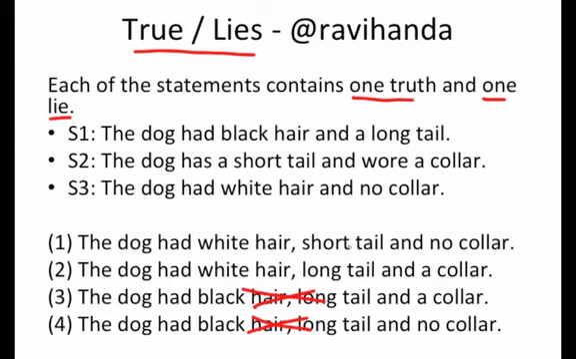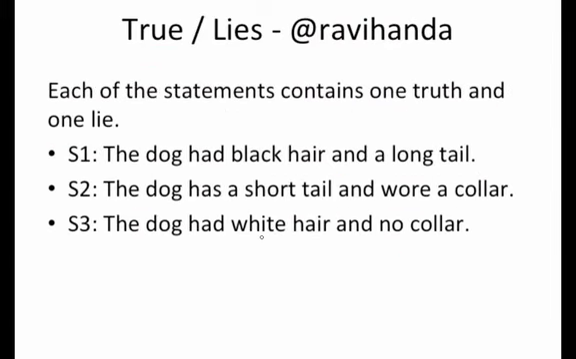Short tail and a collar is not there in option 1. Short tail and a collar is not there in option 2. So either of them can be the answer. White hair and no collar, they cannot occur together. That means this one is incorrect and option 2 is my answer. As you can see, just by eliminating the options, I got to the answer very, very quickly. And that is what you should do in true lies sort of questions. Use the options.